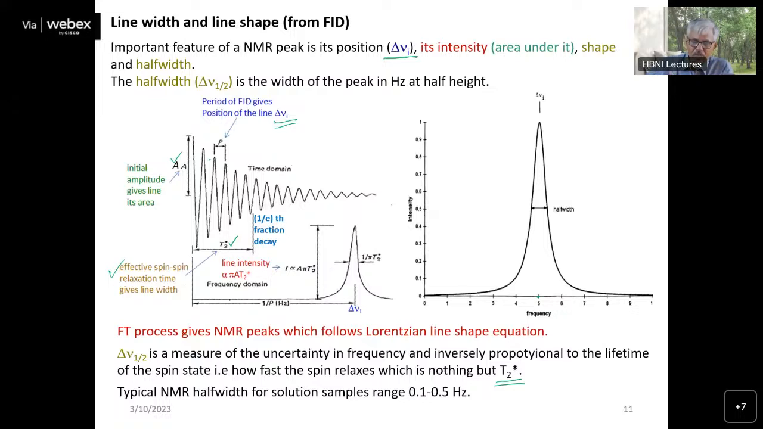Normally the half width for solution samples is between 0.1 to 0.5 hertz, depending on the sample and the field homogeneity. That means how the magnet has been shimmed, and the quality of the sample. There are several things: concentration of the sample, temperature, many parameters, but it comes within that. So if a coupling constant is less than 0.5 hertz, it may not be seen, and normally if the coupling constants are less than 1, you may not be able to measure them accurately.